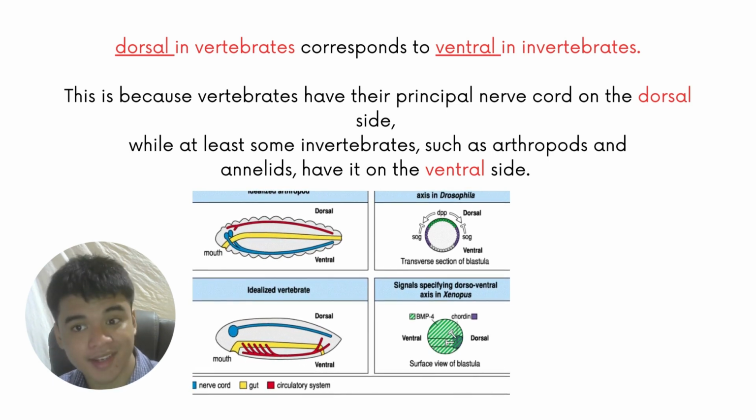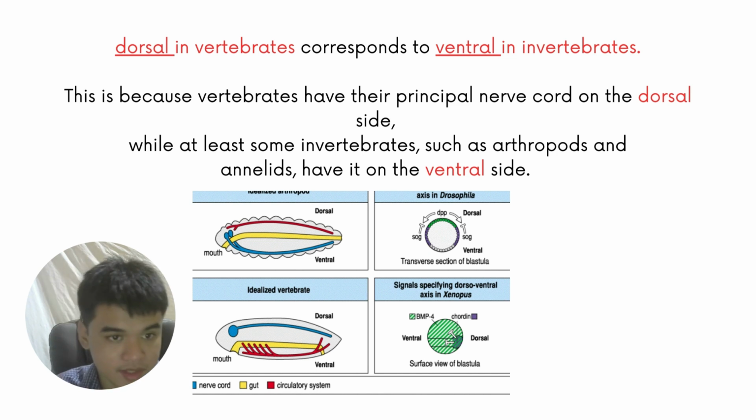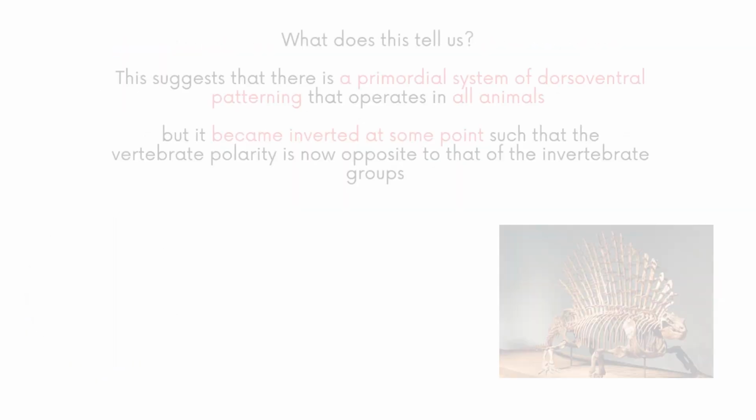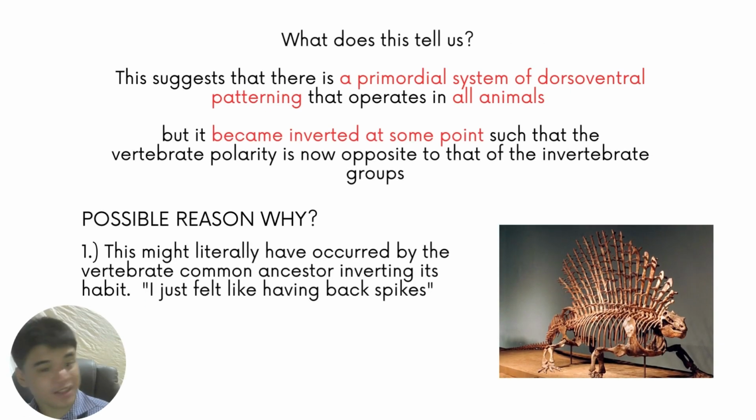so it's opposite. The reason for this is the principal nerve cord is on the dorsal side for the vertebrates, while in some invertebrates it is on the ventral side. In the picture below, you can see that it is opposite. The reason for this is like a puzzle piece. You cannot put the same piece in the same side, so you can't put the heart where the spinal cord is and vice versa. And so with all that, what does this tell us?